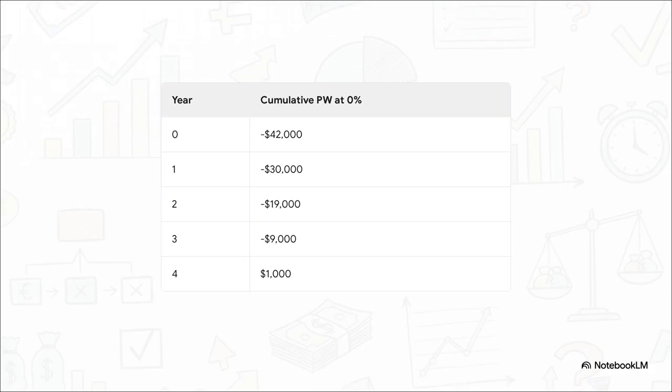Say we start 42 grand in the hole. We chip away at it year by year. Finally, we cross over from a negative $9,000 balance in year 3 into a positive $1,000 surplus right at year 4. That exact crossover point, that's your simple payback period. It is an incredibly useful, quick metric for evaluating how risky or liquid an investment really is.